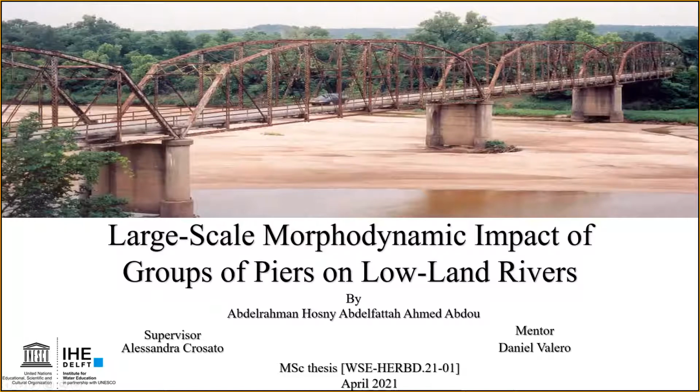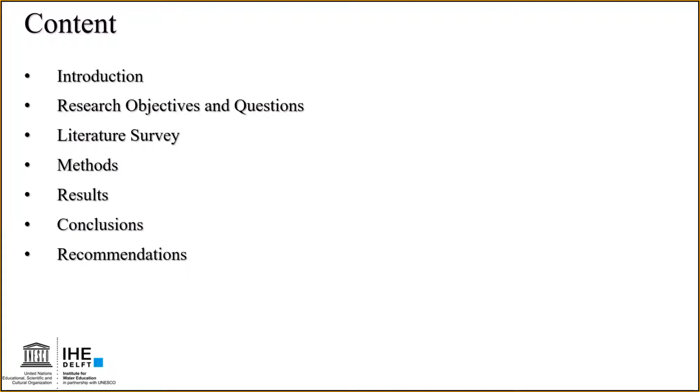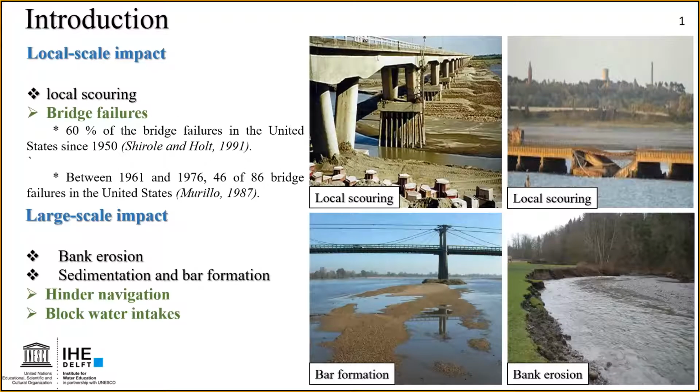Today we are going to talk about the large-scale morphodynamic impact of groups of piers on lowland river. Here is our content. Okay, first we need to understand that bridge piers in river have a local scale impact and large scale impact.